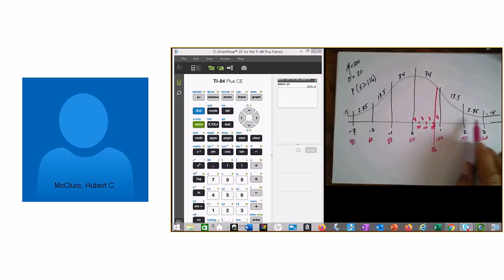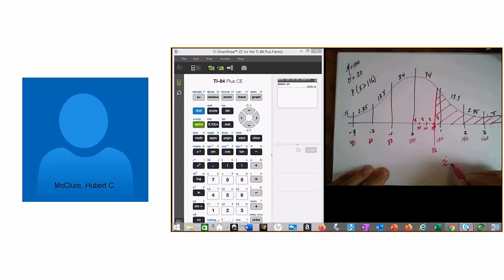So 13.5 plus 2.5 is 16. 16 plus 8 is 24. So roughly, by using the empirical rule, I'm going to say that it's 0.2400 to 0.2500. So that's what I think it is by the empirical rule.